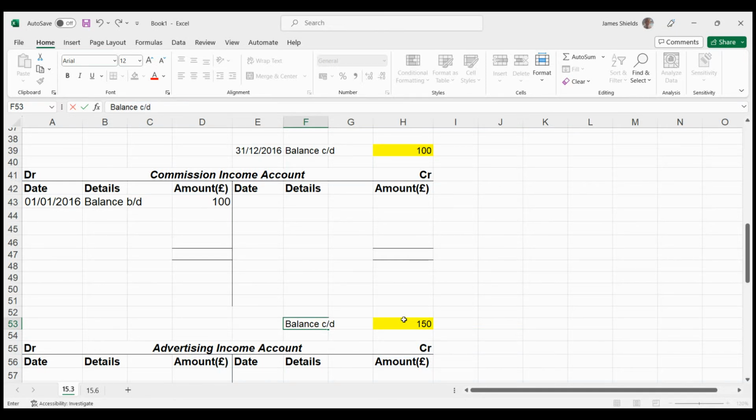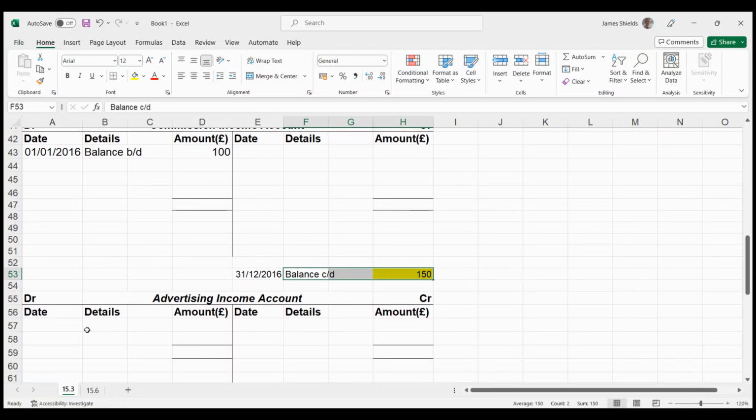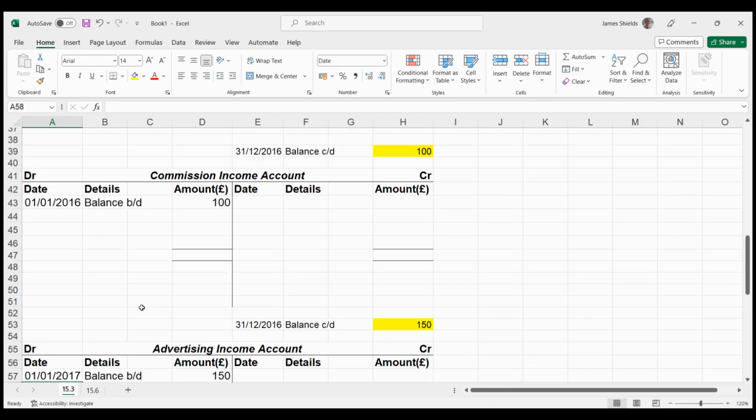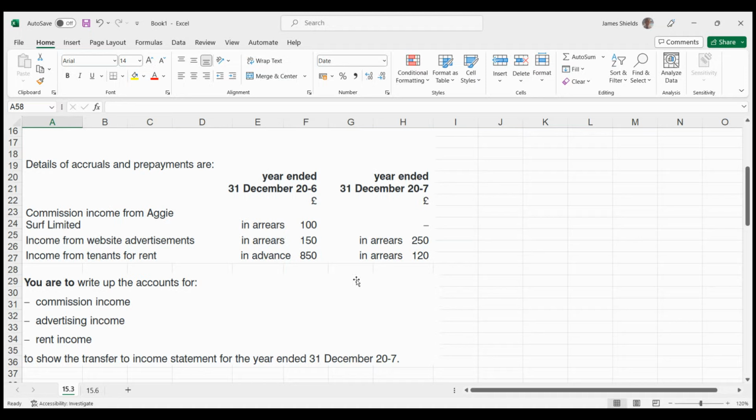Again, this is just my workings bit, the 31st of December 2016. Now, we know we had a balance carried down on the credit side. We're going to have the opposite to start the next year. Balance brought down will be on the debit side, the same amount, £150, and be the next day, so it'll be the 1st of January 2017. Don't mind the arrears bit in December 2017; I'm just doing 2016 at the moment.